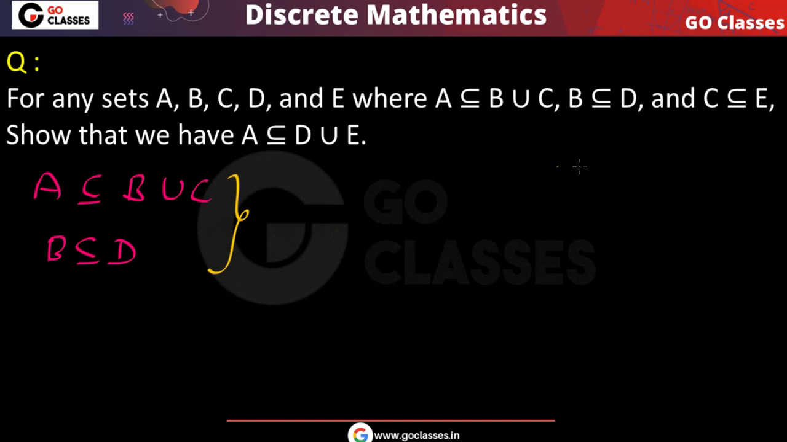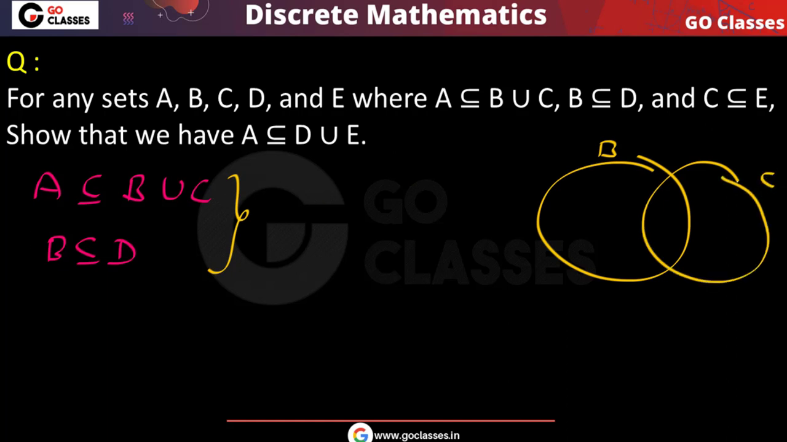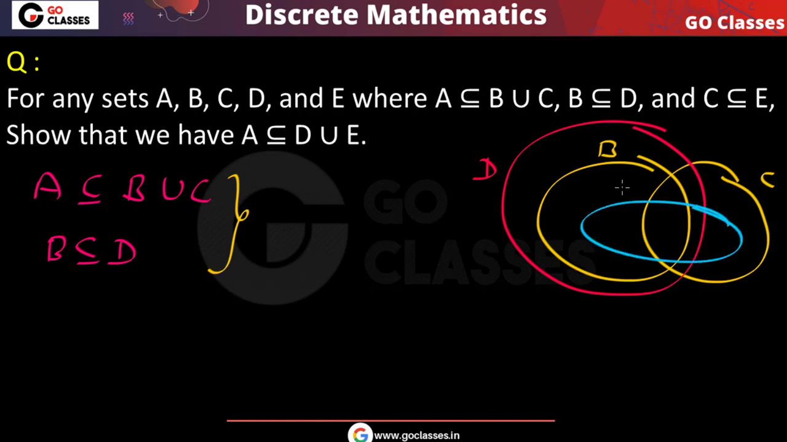Remember, A is a subset of B union C. So if this is B and let's assume this is C, then A is somewhere here, maybe this is A. So A is a subset of B union C, and B is a subset of D. Because B is a subset of D, I can clearly say that A is a subset of C union D. So from these two, I can say A is a subset of C union D.